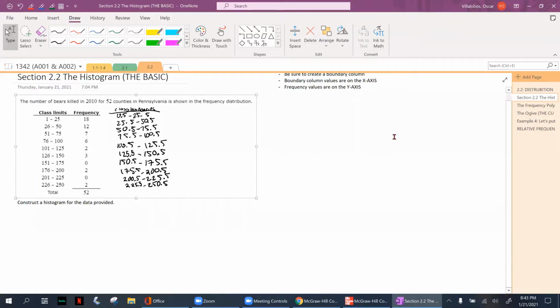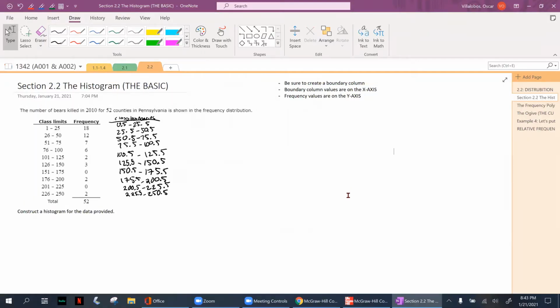And if you notice, we did a little magic here. For this histogram, I've gone ahead and created another column with my class boundaries. From homework 1.1 and 2.1, we did a few of these examples. So I've created my class boundaries column, and now I'm going to create a graph.